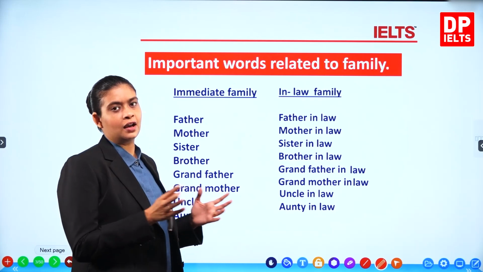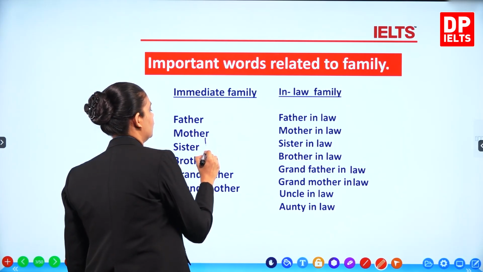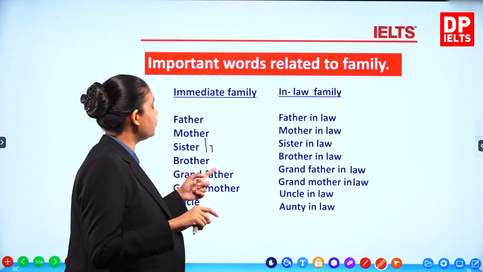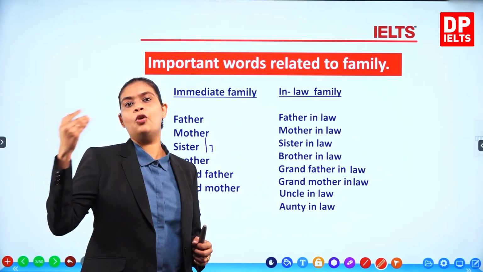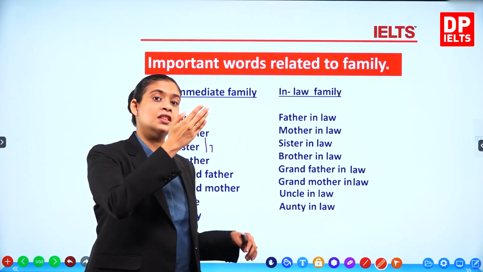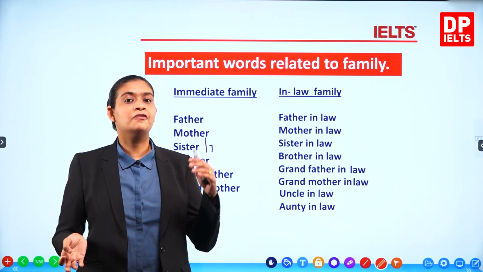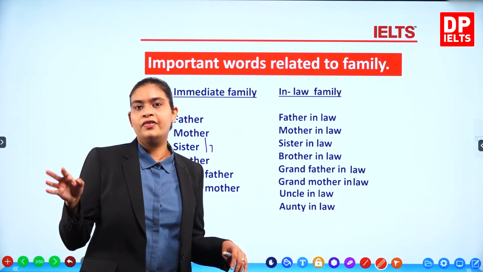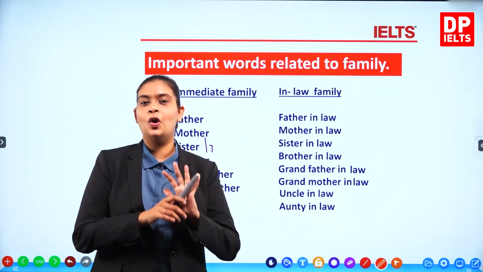Immediate family, father, mother, sister, which can be the elder sister or the younger sister, brother, elder brother or younger brother. Grandfather is my mother's father or my father's father. Grandmother is my mother's mother or my father's mother. Uncle is my mother's brother or my father's brother. Aunt or auntie is my mother's sister or my father's sister.